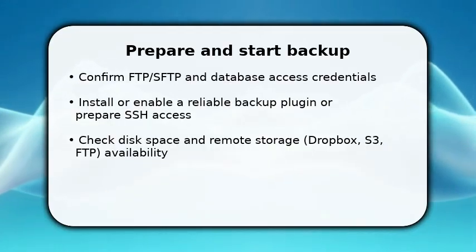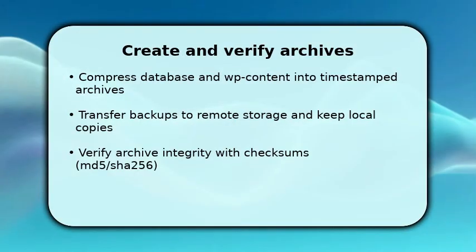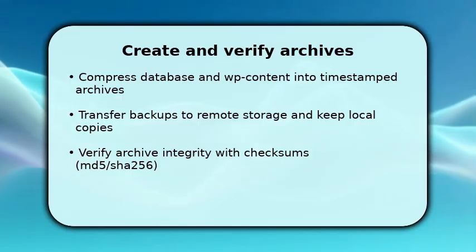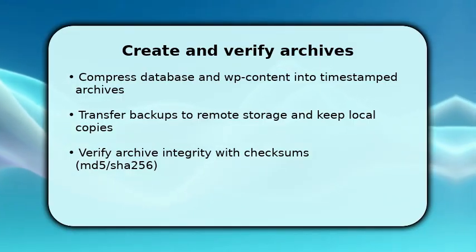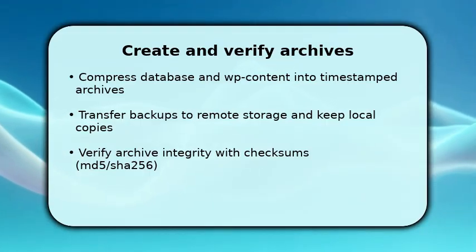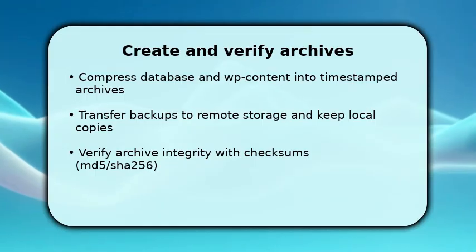Now create timestamped archives and transfer them off server. Use zip or tar with gzip and include the SQL dump, WP content, and wp-config.php. Once done, upload to remote storage such as S3, FTP, or Dropbox. Make sure to keep a verified local copy temporarily.